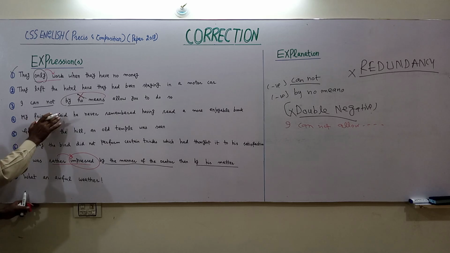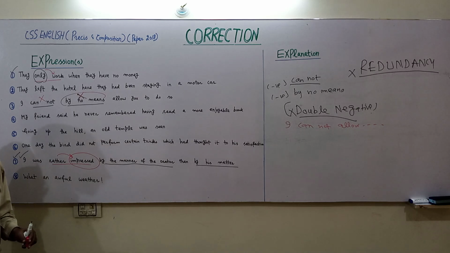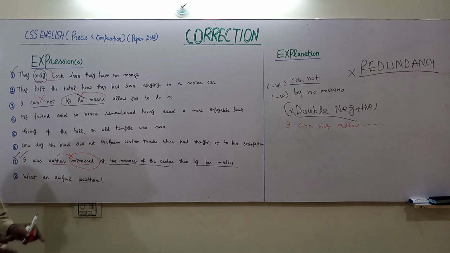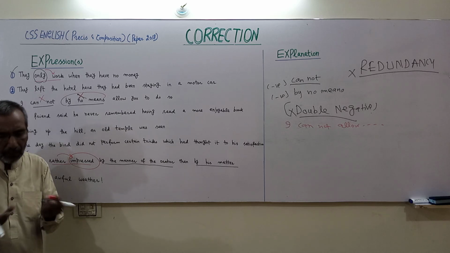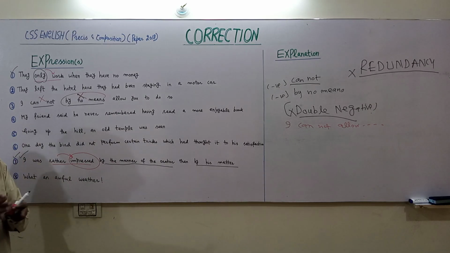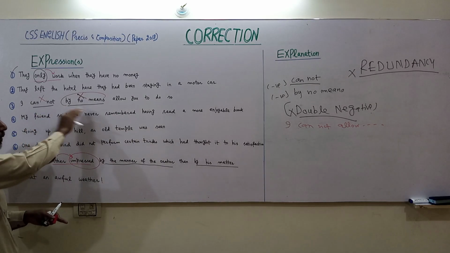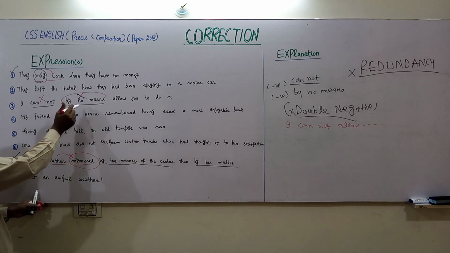Suppose they say, "I, by no means, allow you to do so." It is not incorrect. Technically, it's okay, but it doesn't sound good. Otherwise, the expression is fine, but it doesn't sound good. So the best way is to ignore this.